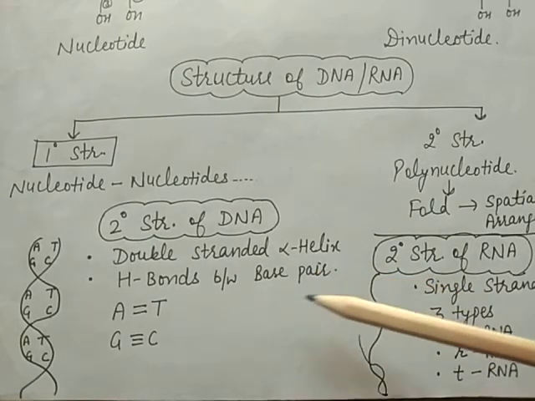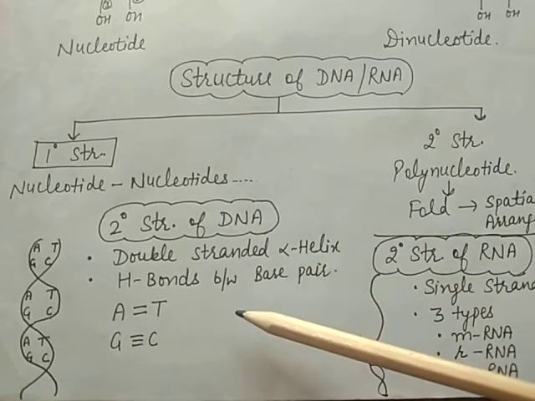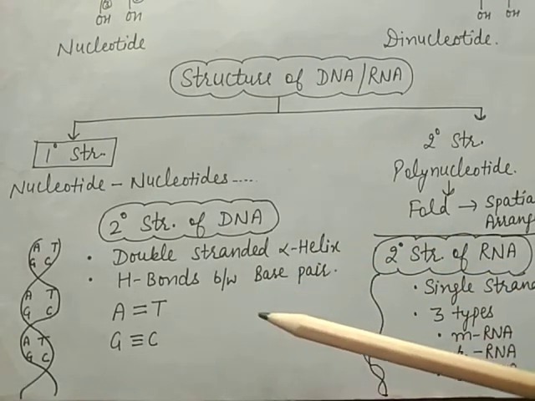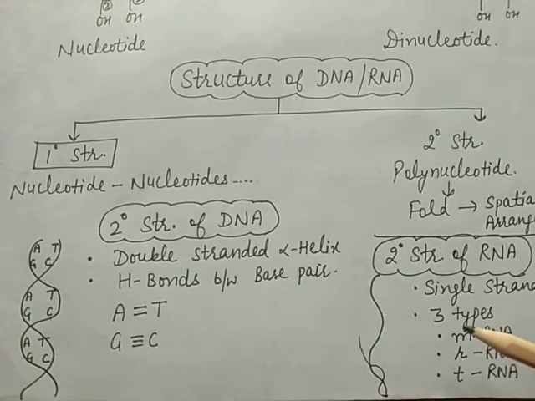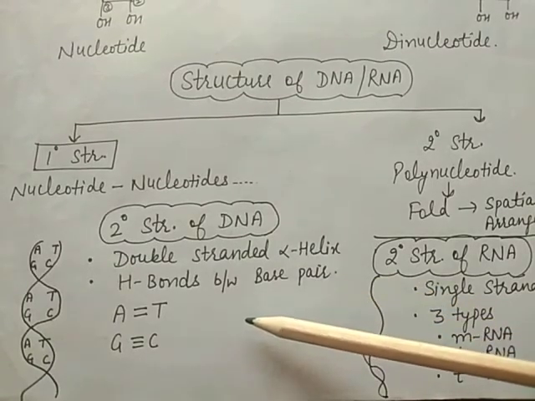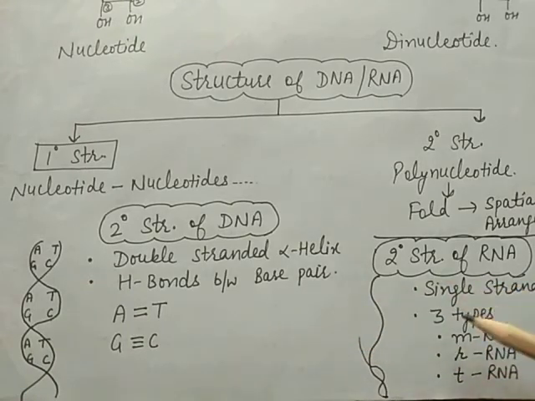Now the functional differences between DNA and RNA. Point number one: DNA has the unique property of replication, but RNA does not replicate. DNA controls the transmission of hereditary effects, but RNA controls the synthesis of protein.